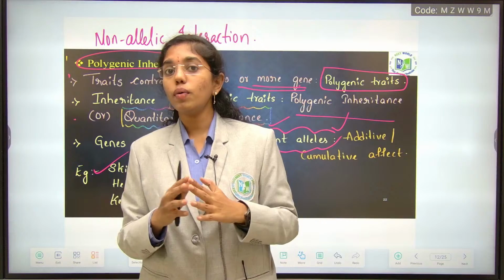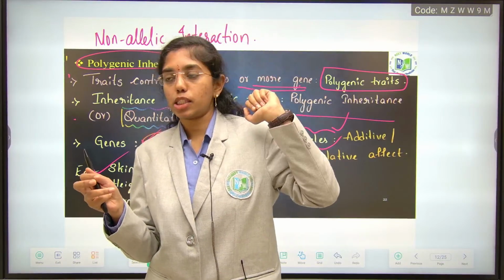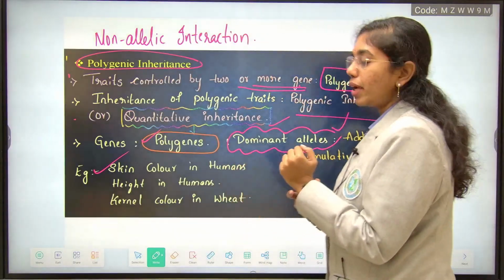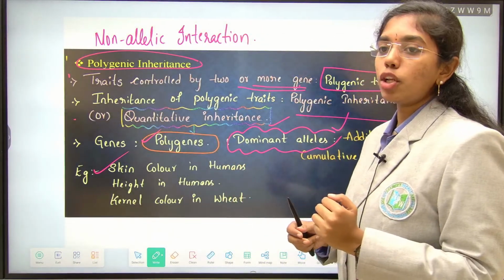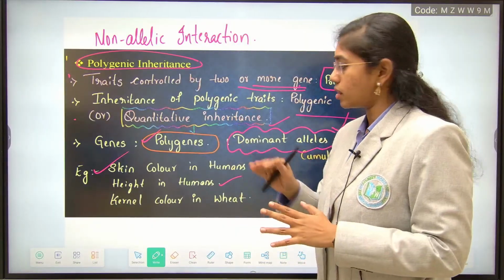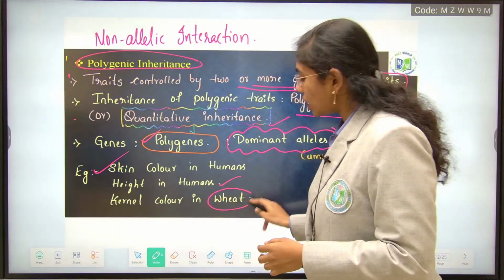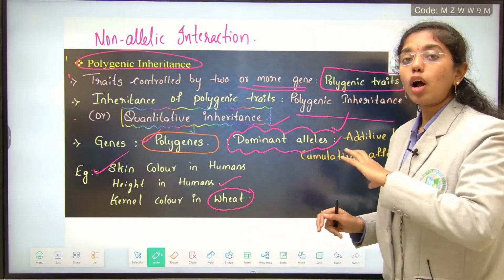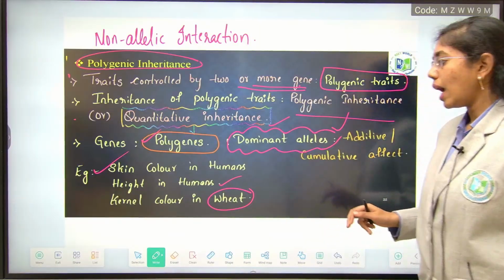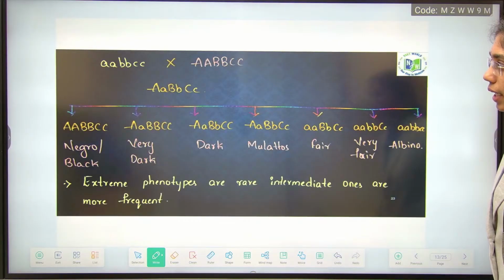That is the reason you get new phenotypic expressions other than the parental expression. As such, you will have many variants. Next is height in humans, which also has many variants. Many variations of height are seen. Kernel color in wheat: in wheat grains, a whole lot of variants of kernel color are observed. So this is about polygenic inheritance.